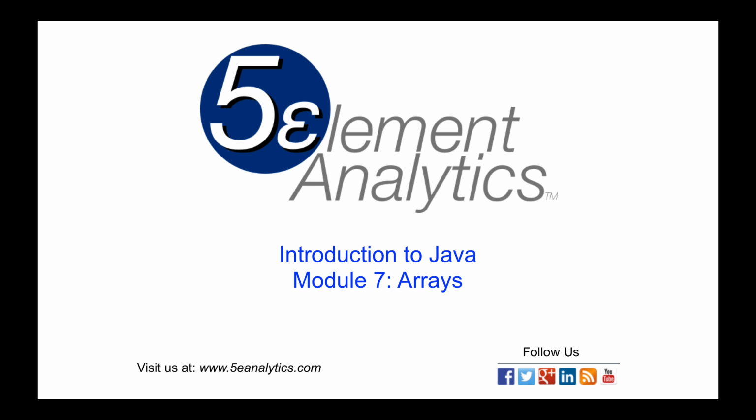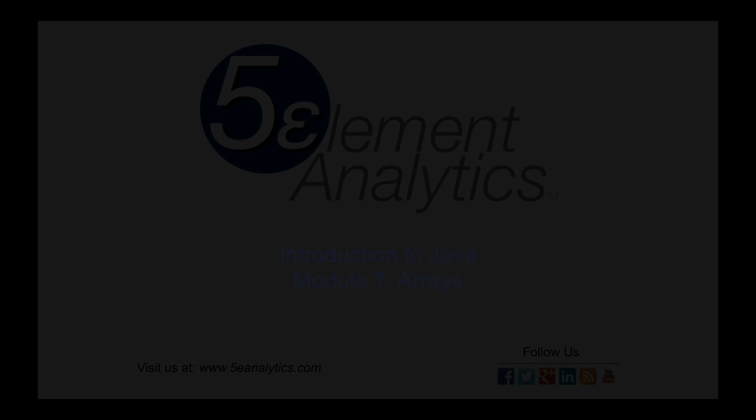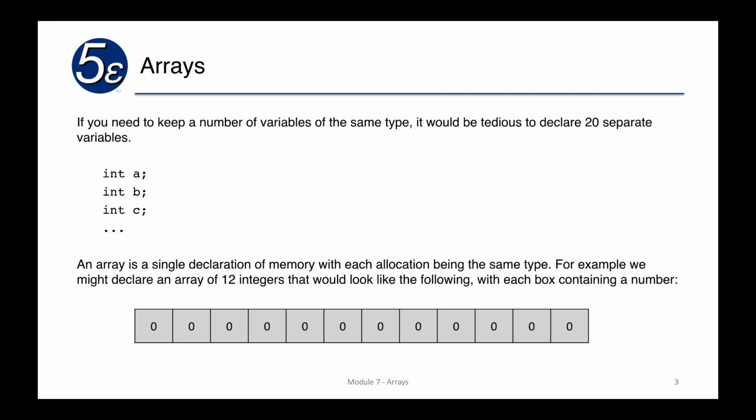Now we're going to take a look at arrays in Java. An array is actually a very simple construct that basically allows us to have a single variable reference a series of memory locations that are all of the same type. If you need to keep a number of variables of the same type, it really would be a problem if you just had to do int A, int B, int C, int D. You have 20 variables or so, and that would be a problem.